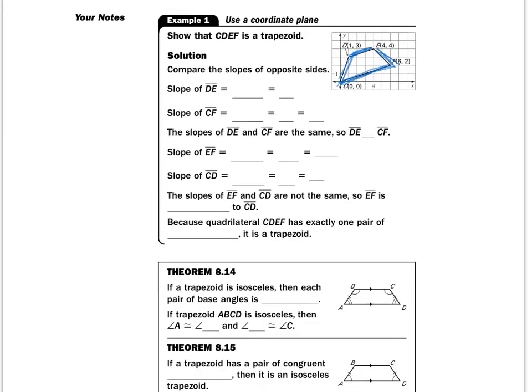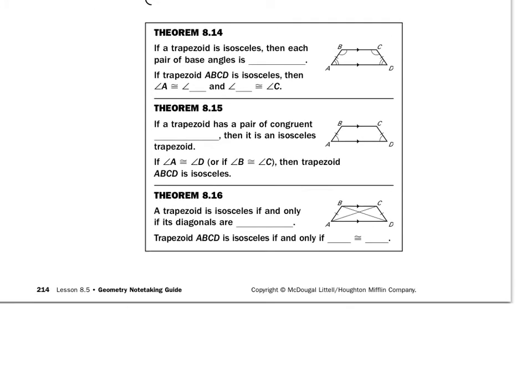Okay, let's move on down to theorem 8.14. If a trapezoid is isosceles, then each pair of base angles is congruent. So if the trapezoid ABCD is isosceles, then angle A equals angle D, and angle B equals angle C. So if the sides are the same, the angles joining those sides are also the same.